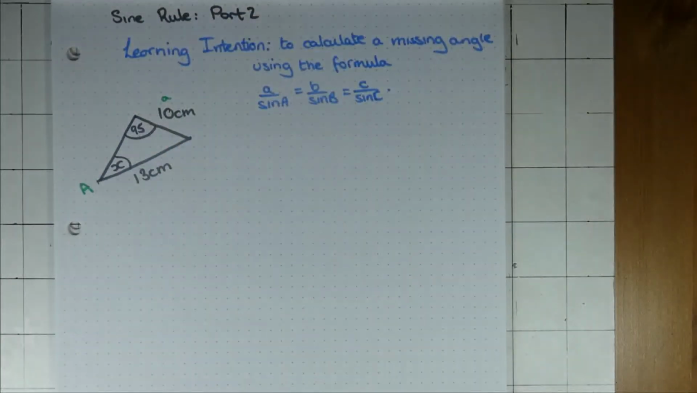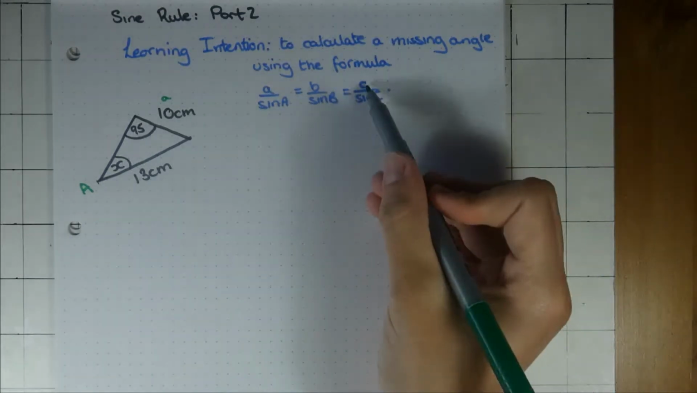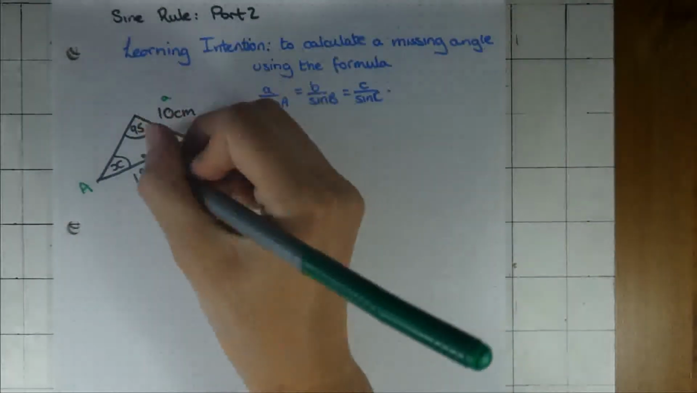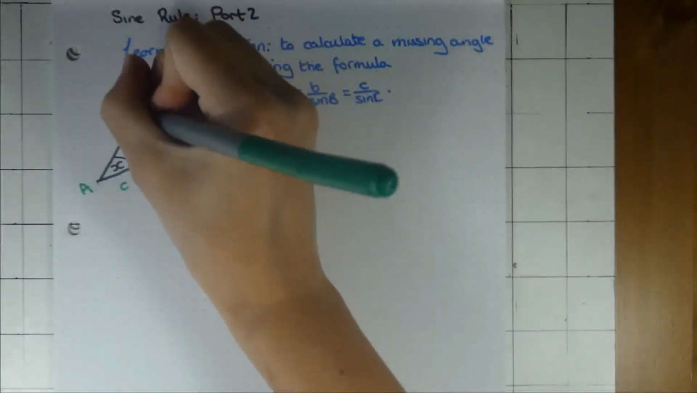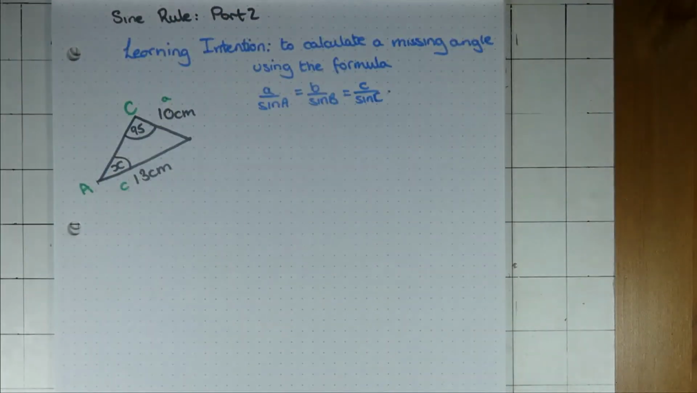Then little a, and then for the fun of it, because we did it with B last time, let's do it with C this time. We have side C and we have angle C. And B is going to be that other pair.